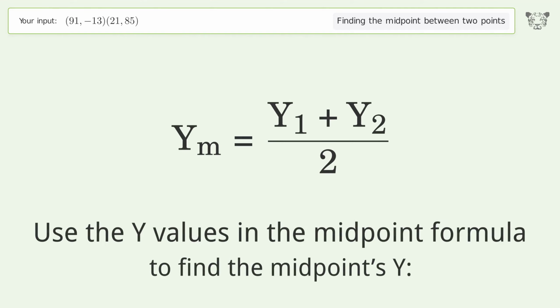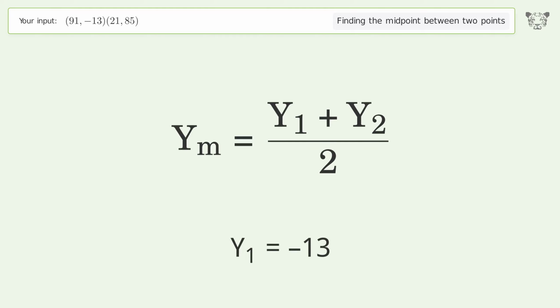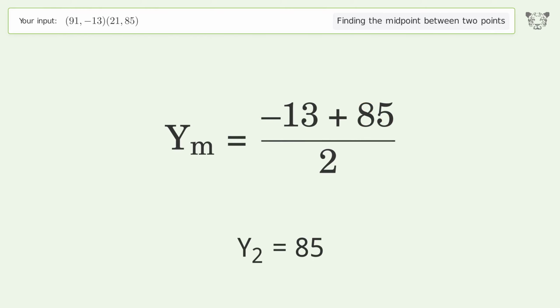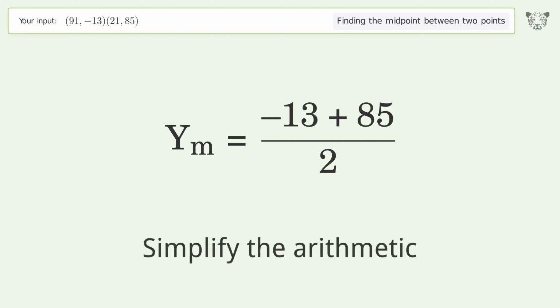Use the y values in the midpoint formula to find the midpoint's y. y1 equals -13. y2 equals 85. Simplify the arithmetic.